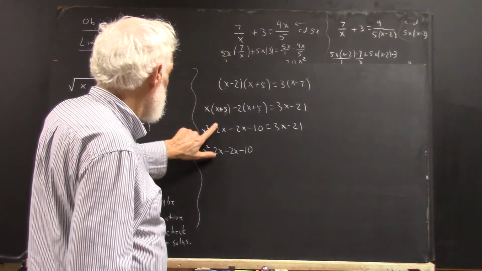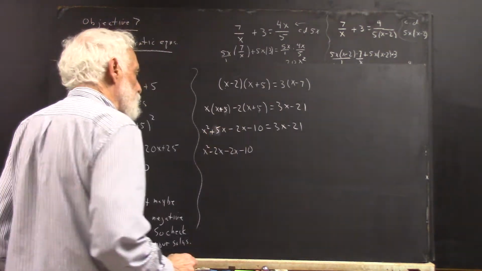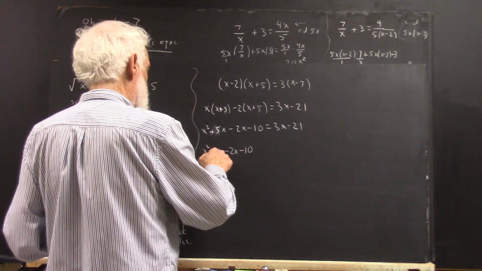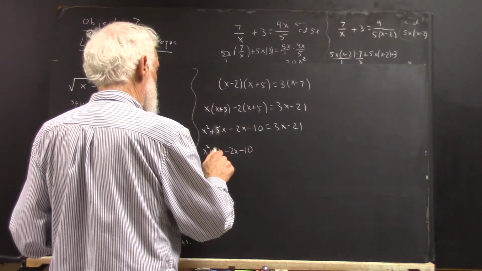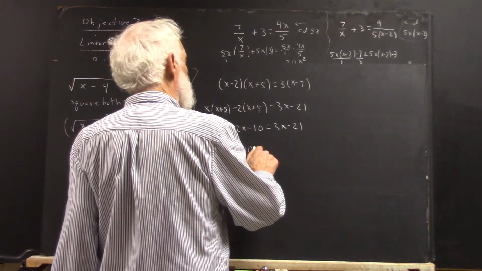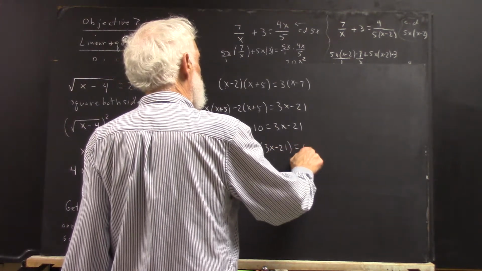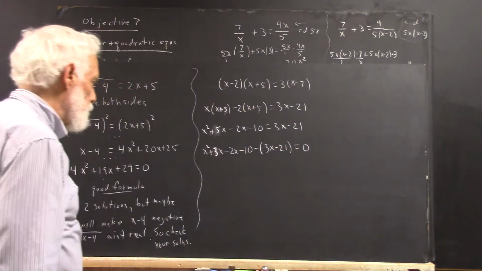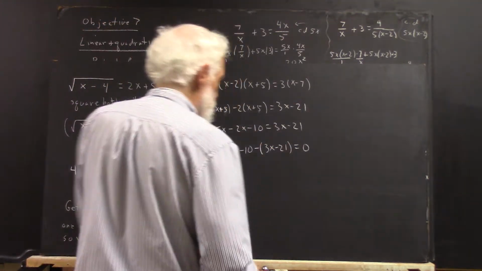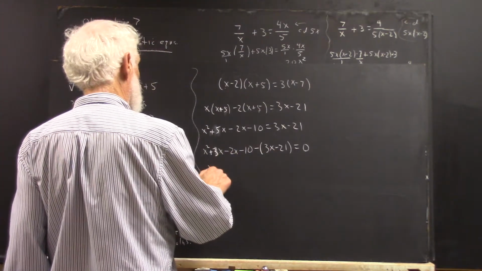And that's going to mean that we have a plus 5x here. And then 5x minus 2x is 3x. And then we have the minus 2x and the minus 10. Then it's going to be minus the quantity 3x minus 21 equals 0. Then we distribute the negative. A negative in front means like multiplying by negative 1, so it's an instance of the distributive law.